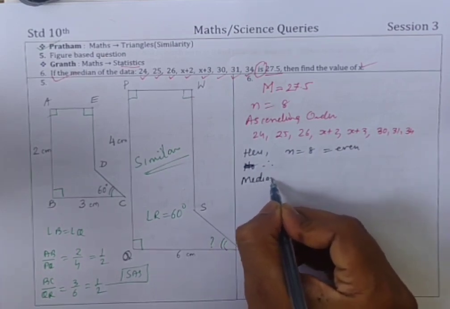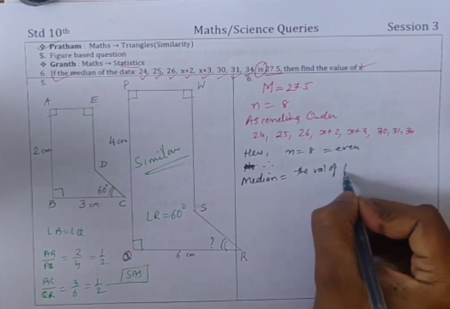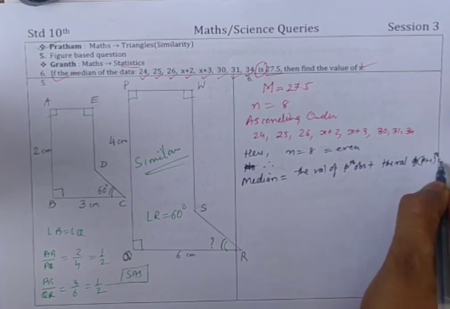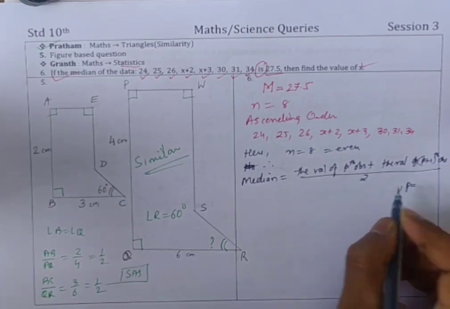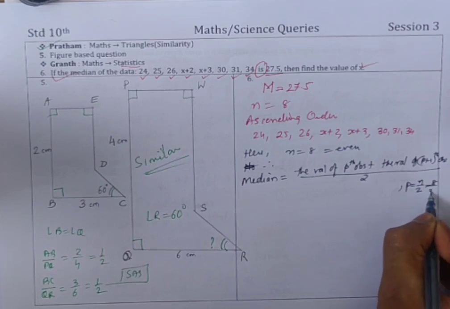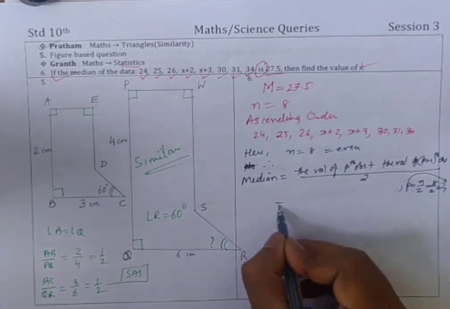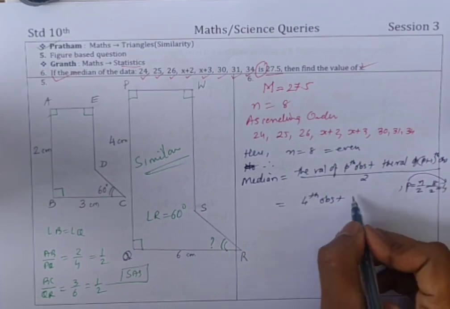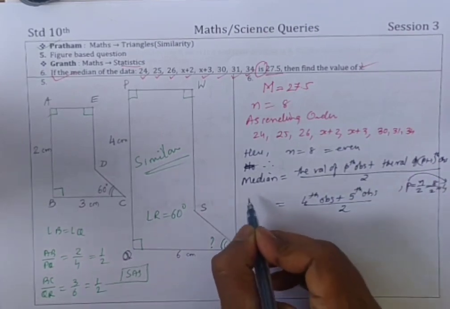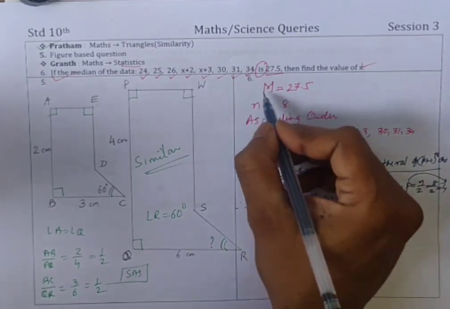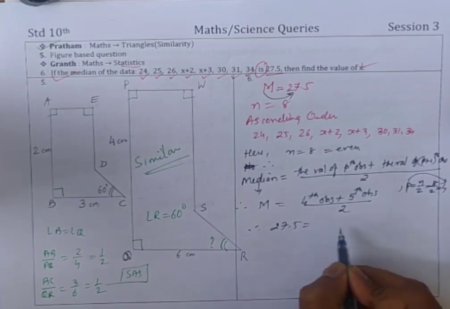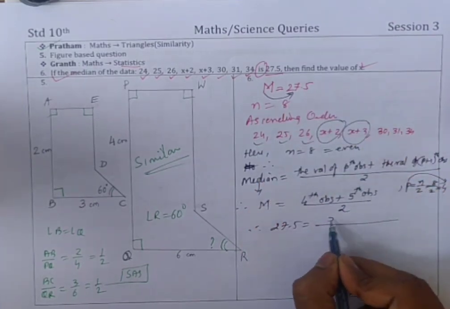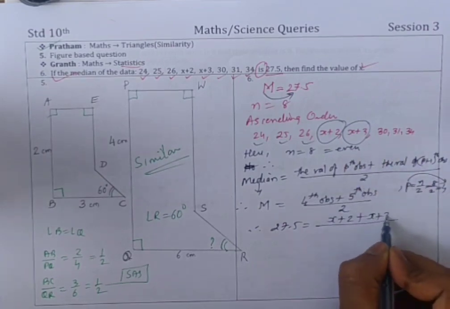Therefore, median is equal to the value of pth observation plus the value of p plus 1th observation whole upon 2, where p is equal to n by 2, that is 8 by 2 and that is 4. So what is p? 4. So value of pth observation means 4th observation plus value of p plus 1 means 4 plus 1, that is 5th observation whole upon 2. Therefore, now I am putting symbol for median m, but that median is 27.5. Okay, whole is equal to 4th observation 1, 2, 3, 4th and this is 5th. So x plus 2 plus 5th observation x plus 3 upon 2.